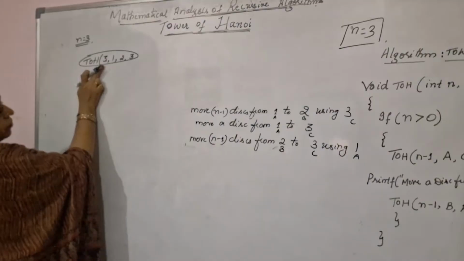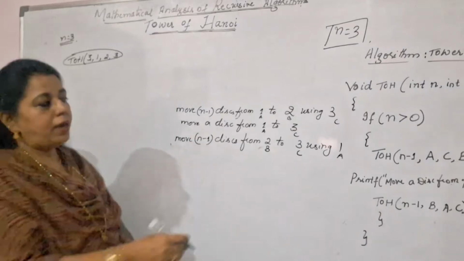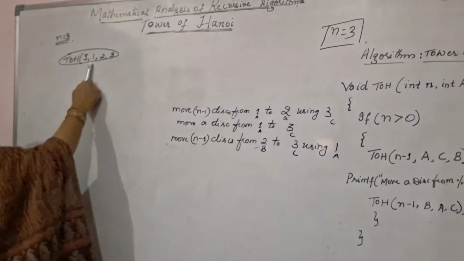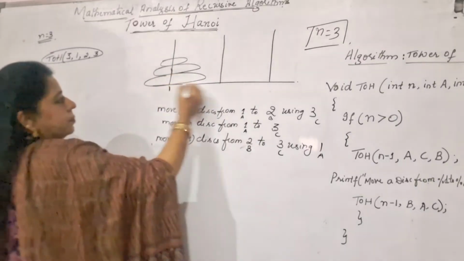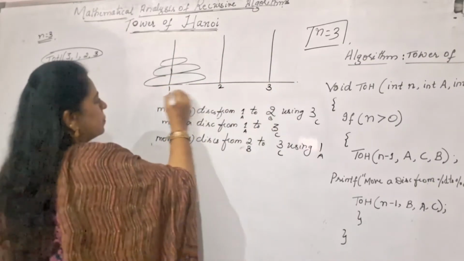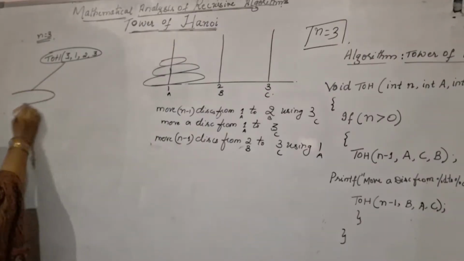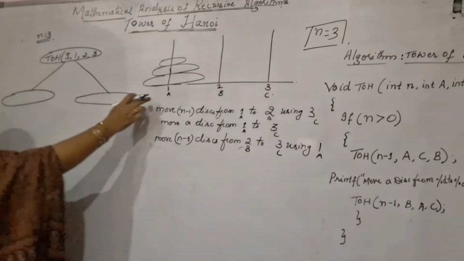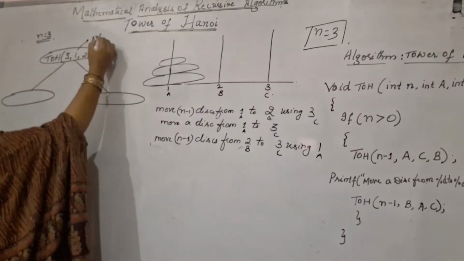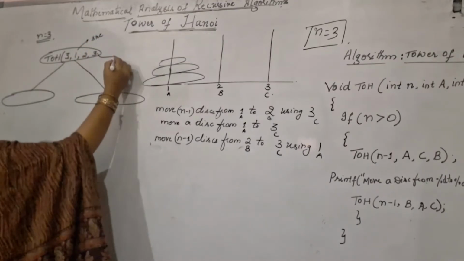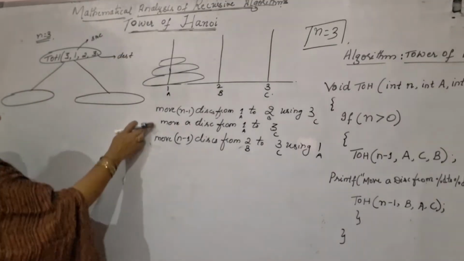Now don't get confused. The first parameter is the number of disks, and this 1, 2, 3 are the 3 towers. In the algorithm I am using A, B, C, but here I am just writing 1, 2, 3. So this function will make a recursive call. To make these 3 disks move to the destination tower, the first number represents the source tower, the last number represents the destination tower. To carry out this job, you write these 3 steps.